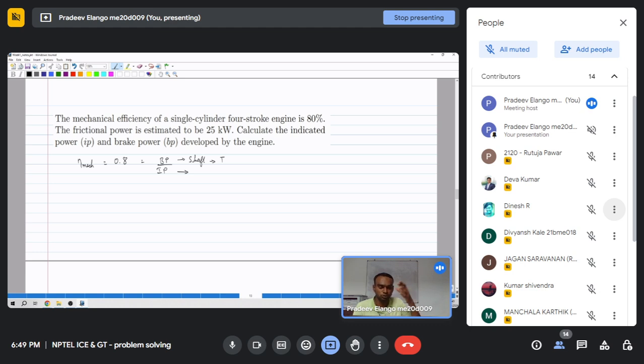If you connect a load to the engine, the torque transmitted from the engine to the load is the torque, which can also be called brake torque. And omega is the speed of the engine. Based on these two we can calculate the power, and that is brake power.